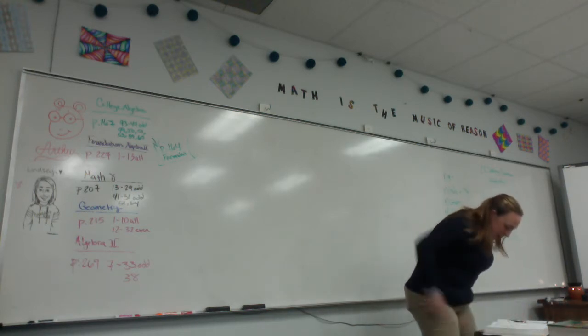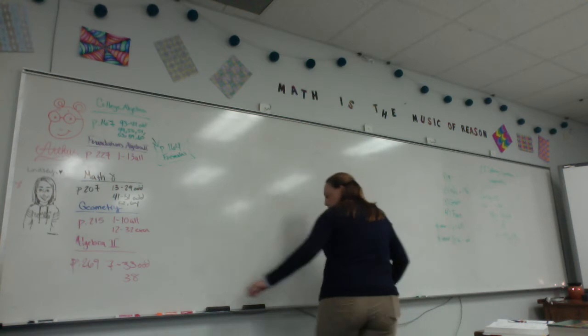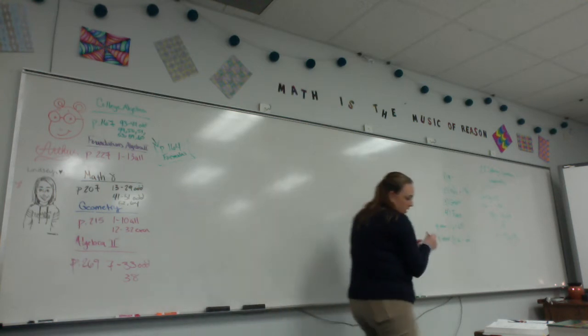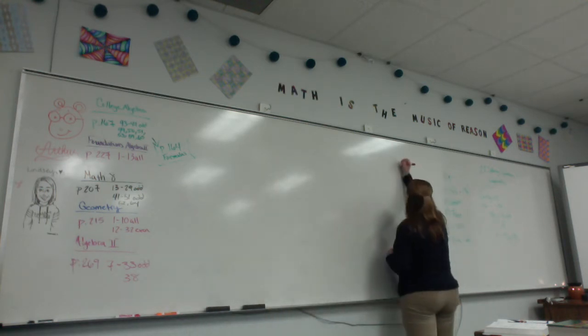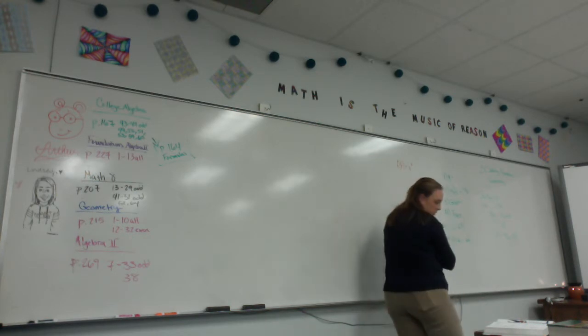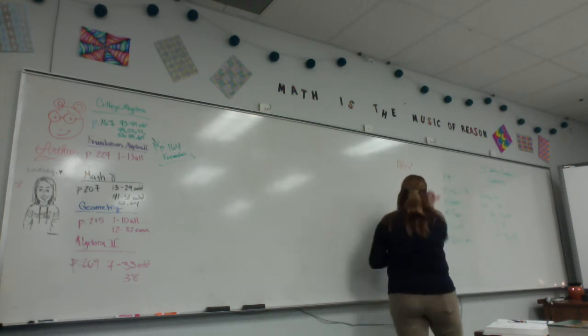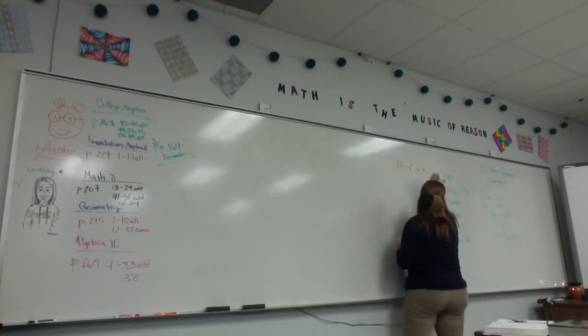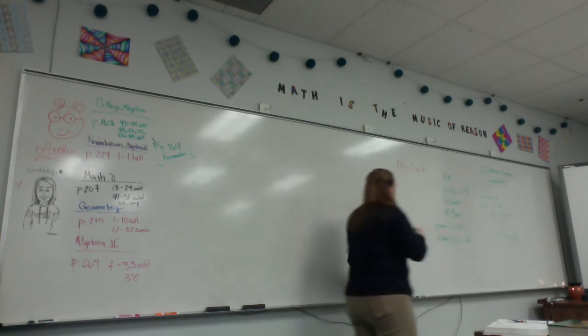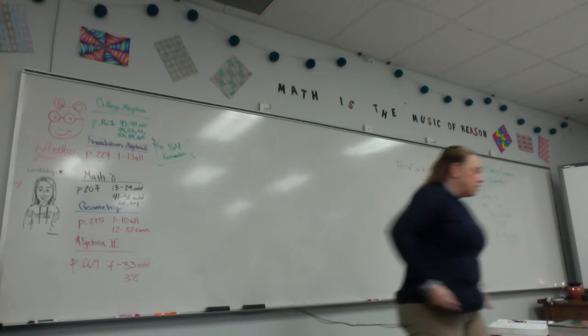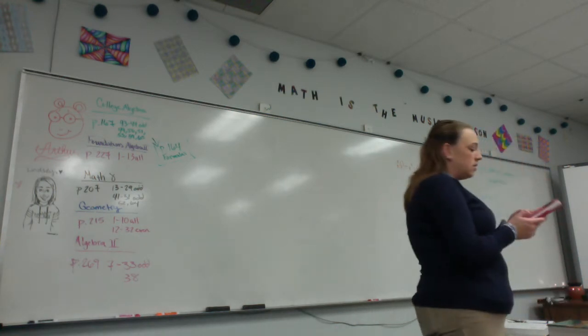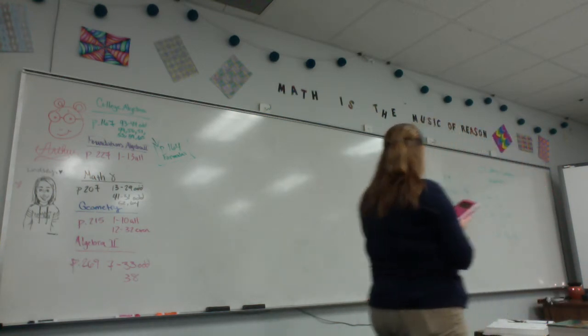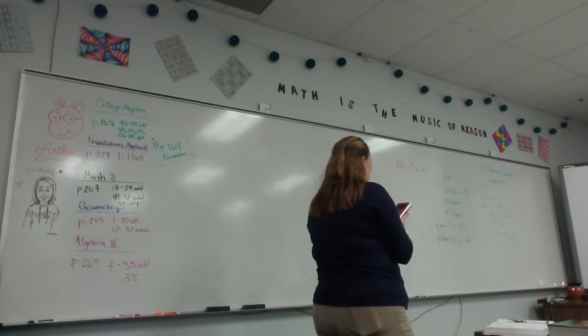Okay, what happens if you have an equation that looks like this? F of x equals x squared minus x minus 6. What do I need to do to graph this? Go back to y equals, clear out what's in your first spot, plug that equation in. X squared minus x minus 6.